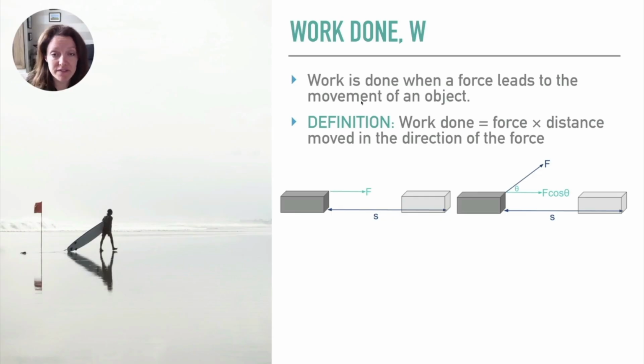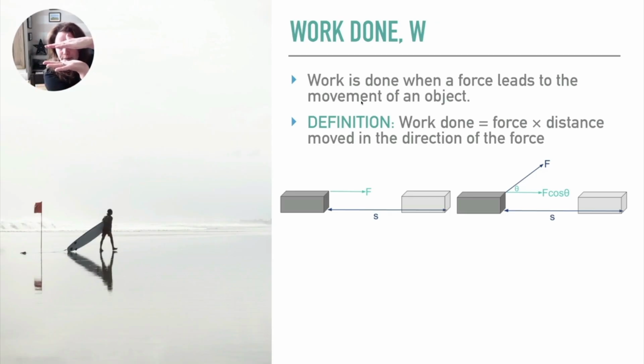You would be very, very wrong to do that. The important part of this definition is distance moved in the direction of the force. And let me explain below. We have two situations here. We have a grey box being moved over a distance S. And when we're looking at work done, we call the distance moved S. The first one is where the force and the distance moved are parallel to each other. And in this case, we can say work done equals force times distance because they're both in the same direction.